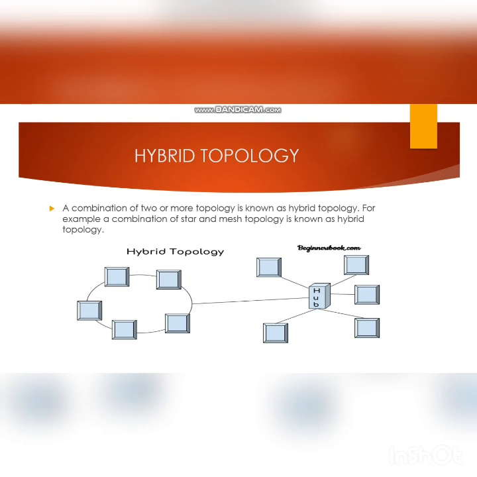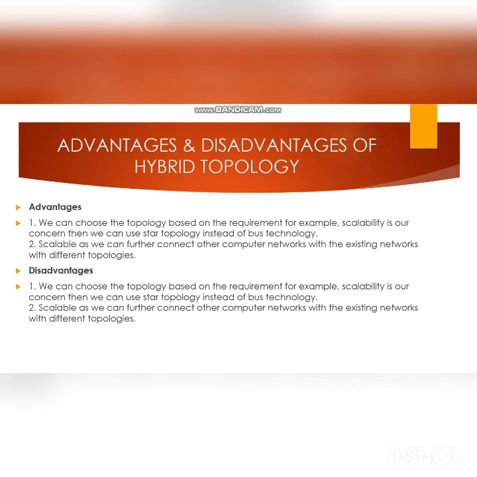Hybrid topology. A combination of two or more topologies is known as hybrid topology. For example, a combination of star and mesh topology is known as hybrid topology. Advantages and disadvantages of hybrid topology. Advantages: we can choose the topology based on the requirement. For example, if scalability is a concern then we can use star topology instead of bus topology. Scalable, as we can further connect other computer networks with the existing networks with different topologies.